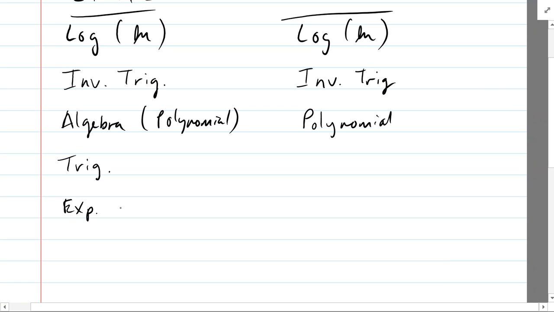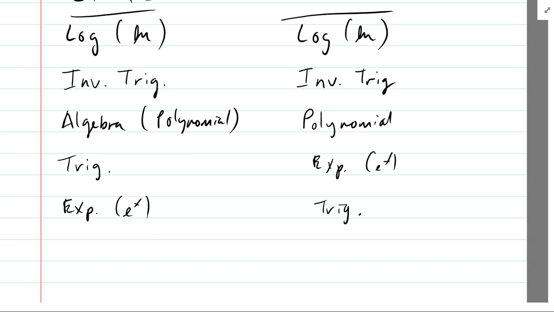The last one's exponential, that's e to the x. For this one, they switch it. They do exponential first, which is e to the x, and then they do trig. Do we all agree that you can both integrate and take the derivative of all the trig functions, and you can integrate and take a derivative of e to the u, or e to the x, right? You can.